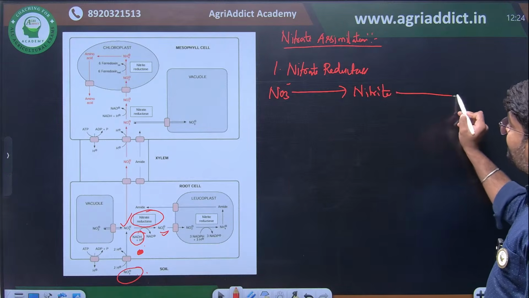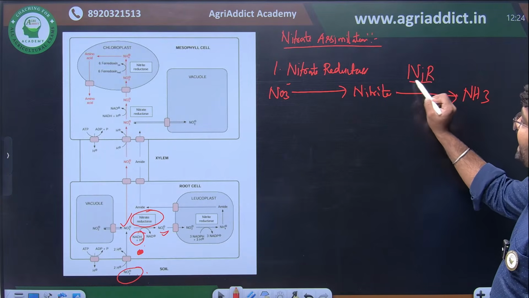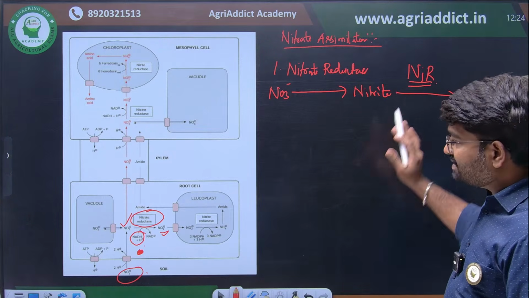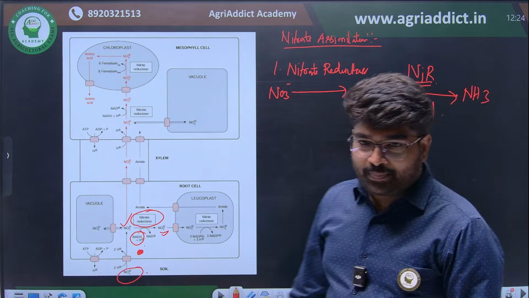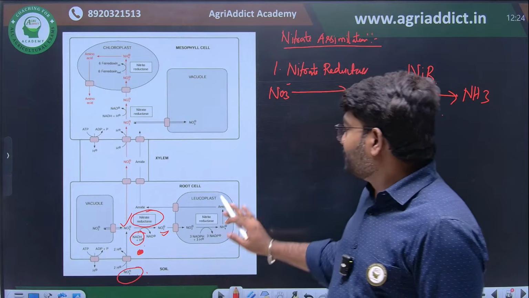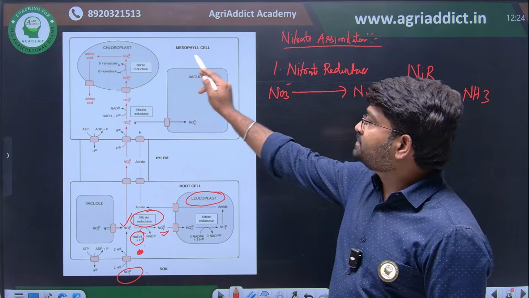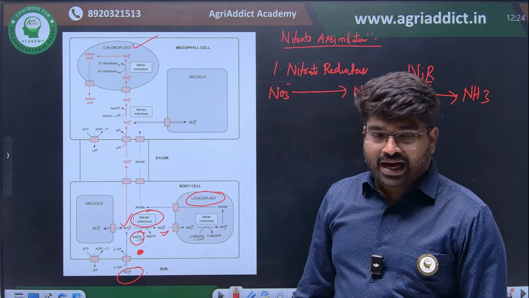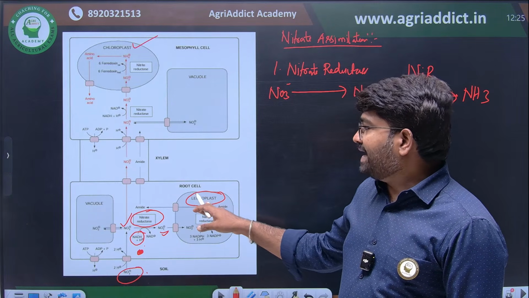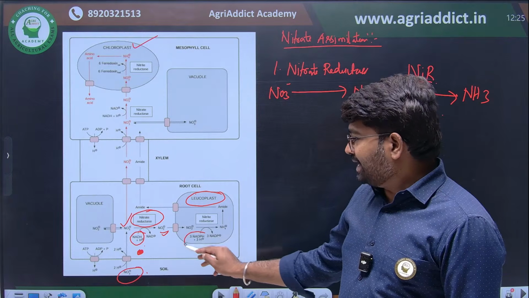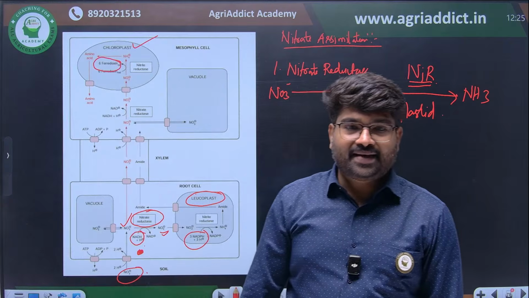This nitrite will be converted into ammonia by NIR, that is nitrite reductase enzyme. This will be present in plastids. This is the question they are asking repeatedly. In root cells, NIR will be present in leucoplast, but in shoot or mesophyll cells, it will be present in chloroplast. Another most important differentiation you have to know: the electron source for NIR enzyme in leucoplast is NADPH, but the electron source here is reduced ferredoxin.